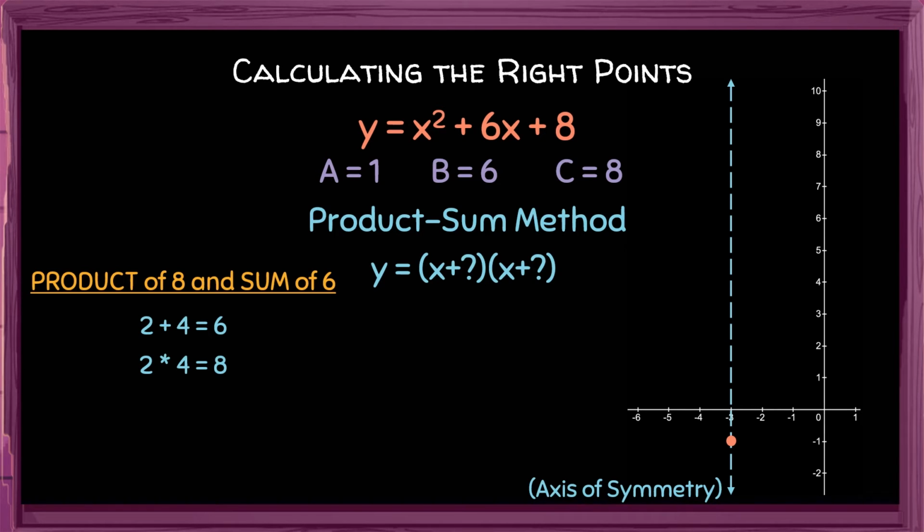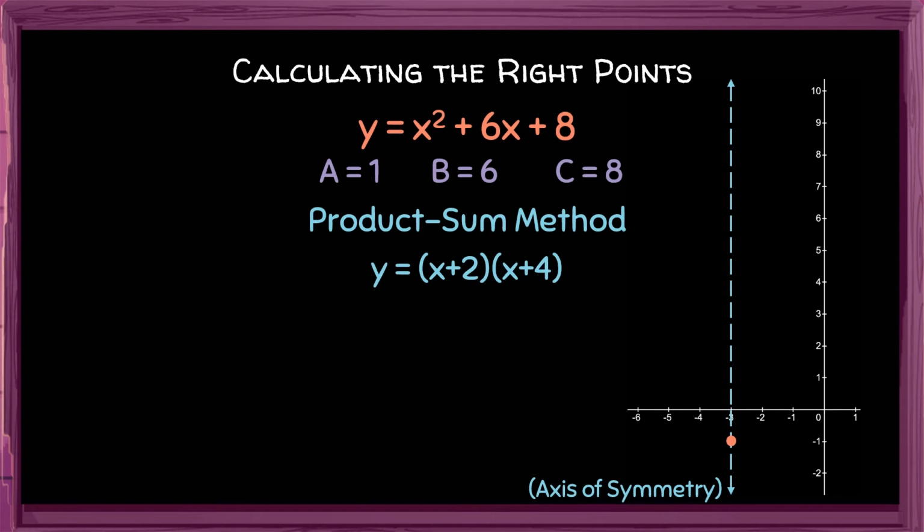Good, Bones. So we put those numbers, 2 and 4, into our parentheses, and that's it. Our quadratic equation is now in factored or intercept form. y equals x plus 2 times x plus 4. We're very close to knowing our x-intercepts. How do we find them using this equation?